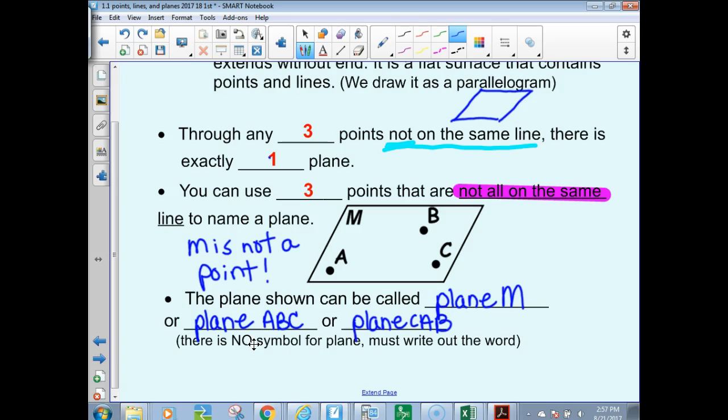Okay, you have to write out the word plane when you're naming it. That was the only way you can do it. You can jumble up any combination of the 3 points, A, B, and C, and it would be a good name.